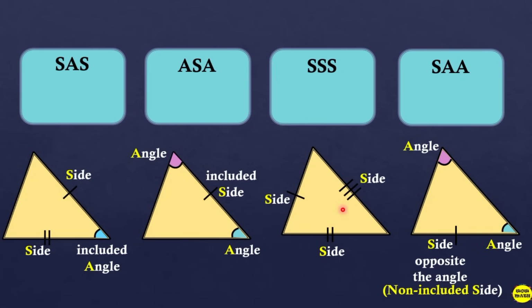Okay? So, or in other words, paano nyo malalaman na SAA? Yung dalawang angles meron ka, yung side niya hindi included. Okay? Hindi siya doon sa gitna ng dalawang angle. So, doon nyo malalaman na SAA. Okay, so pag sinabi natin ASA, your S here is included, nasa gitna. Kapag SAA, yung S mo, wala siya sa gitna. Okay, so pwede dito, pwede dito.